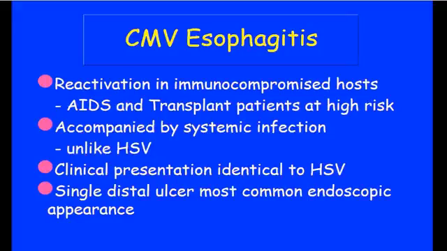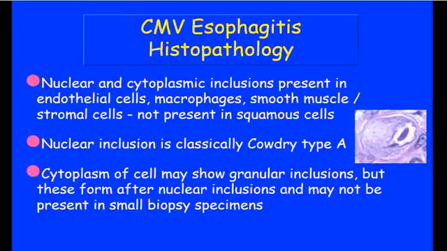Oftentimes this is one big ulcer rather than a bunch of ulcers. And of course, herpes typically infects the squamous epithelium. CMV doesn't. CMV infects all the other cells that you can see in the esophagus. Loves endothelial cells, sometimes myofibroblasts of an ulcer, maybe even macrophages, but it's not in the squamous epithelium that I've ever seen. And you get that beautiful type A Cowdry inclusion and also cytoplasmic inclusions when somebody's not treated.